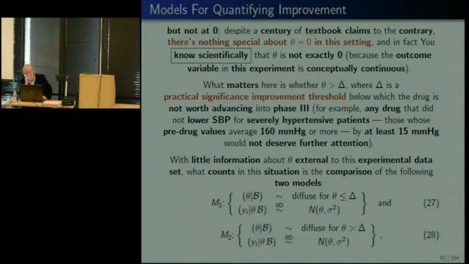And in fact, you know scientifically that theta is not exactly 0, for the reason I mentioned before, because the outcome variable is conceptually continuous. So what matters here is whether theta is greater than a number capital delta, where capital delta is what I'll call a practical significance improvement threshold, below which the drug is maybe making things better if capital delta is positive, but not enough better to be worth advancing to phase 3. For instance, any drug that did not lower systolic blood pressure for severely hypertensive patients by at least 15 millimeters of mercury would not be worth going forward on.